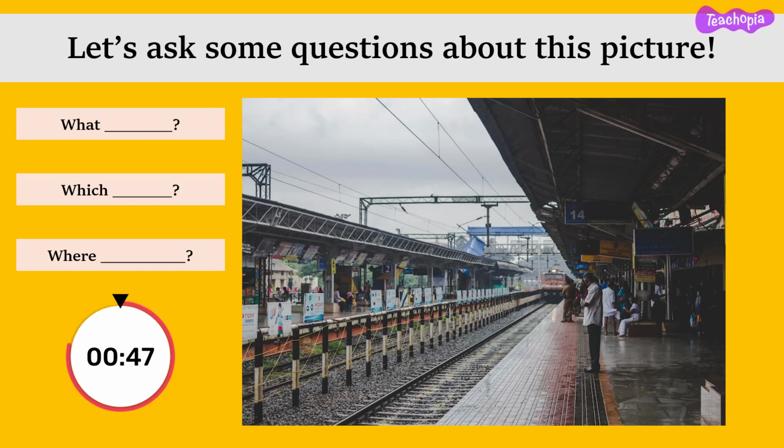What color shirt is that man wearing? Which train is that? Where is this platform? Where are these people going? Which platform is this man standing on?